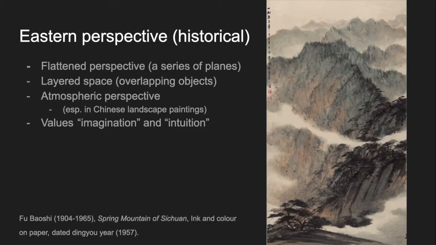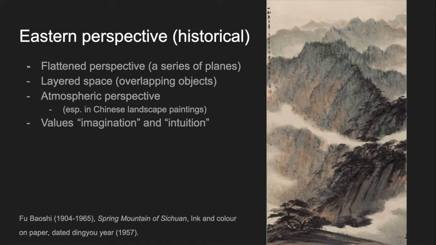I'm going to talk also about Eastern perspective because it's also a very important and dominant mode of showing distance and perspective in art. In this example, I have a traditional Chinese ink painting by Fu Baoshi. So this is a more recent painting, but also takes on a very traditional approach to their perspective. Chinese landscape painting is not the only example of Eastern perspective, but it is a really good example.